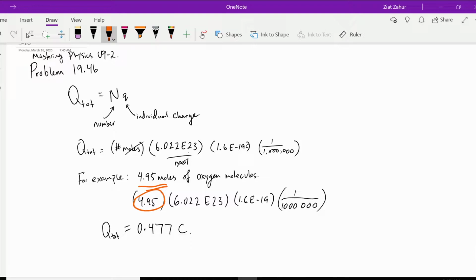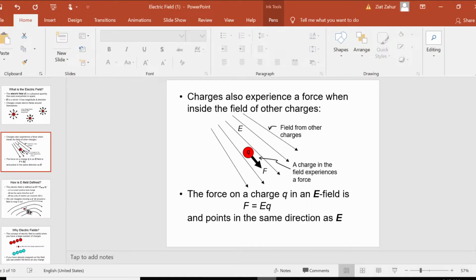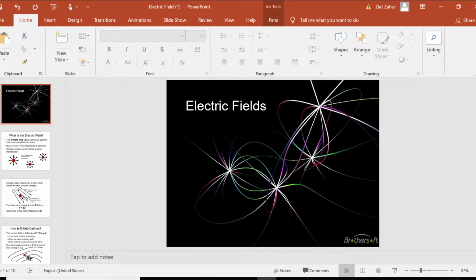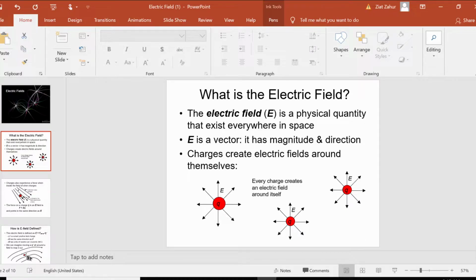Alright, today I want to talk a little bit about the electric field, and then we'll move on to the activity for the day, which is to draw the electric field lines. So if you pull up your PowerPoint, here we go. So here's the electric field.